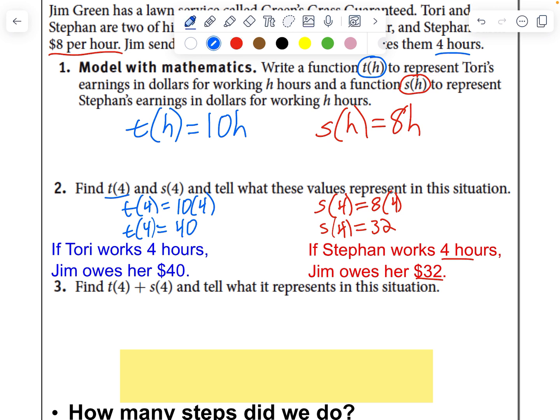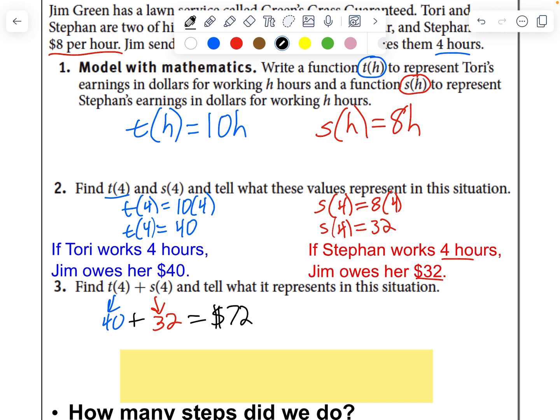All right, now, if we add these two things together, again, not too crazy, we take this 40, right? We add the 32 that we found in red, and that gets us $72.